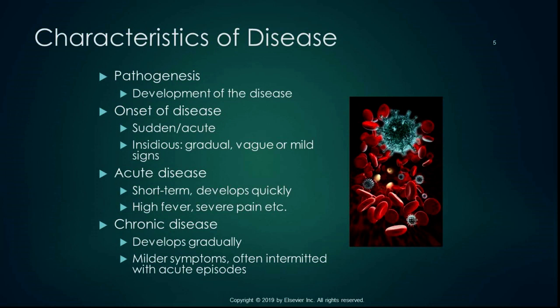Chronic disease develops gradually. The symptoms are often milder and often intermittent with acute episodes. So chronic disease might be like chronic bronchitis. The disease process is kind of going on all the time, and then things can exacerbate it, make it worse, to trigger an acute episode.